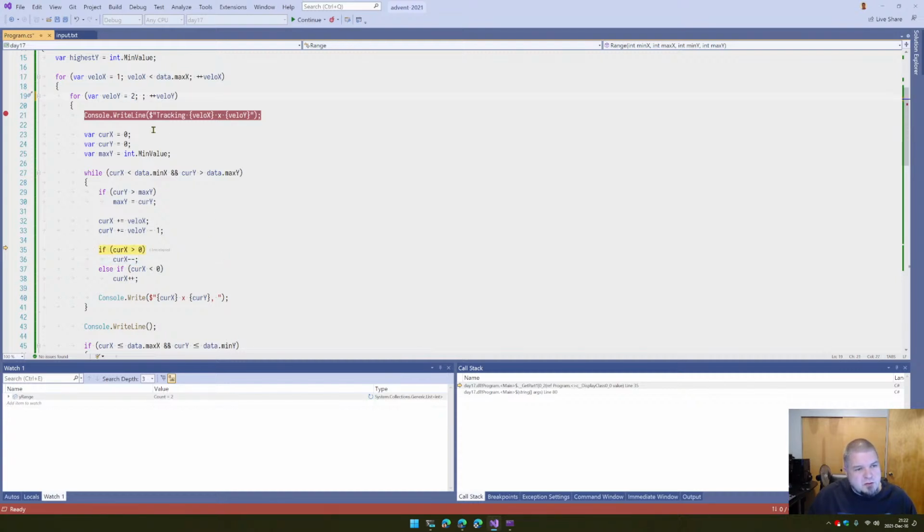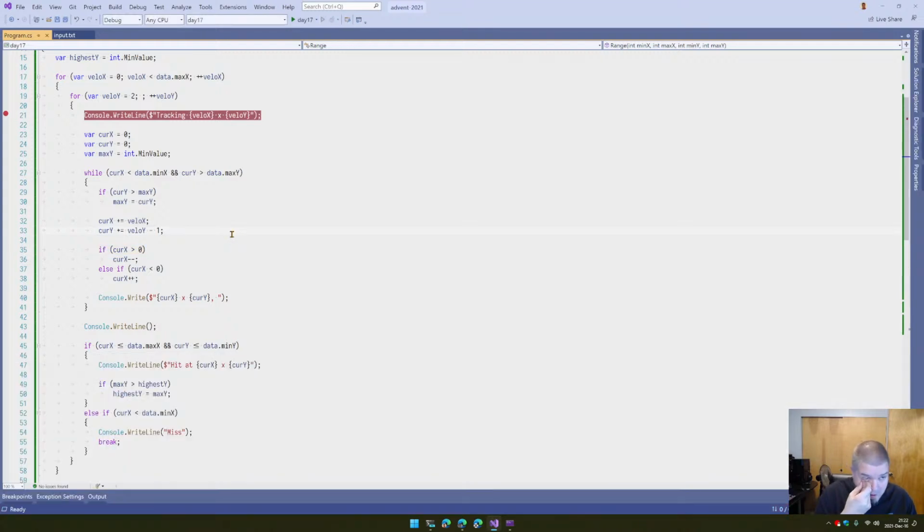So do we have to start at 2? I feel like 0 is okay for x, but maybe we need 2 on the y side. But if we're at 0, then we know we can never make it. You have to be at least 1.